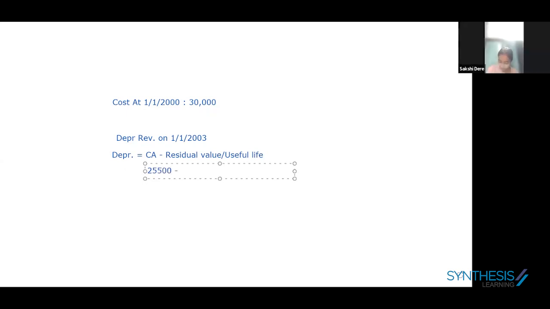ये CA नहीं है, ये कैरिंग अमाउंट है. ओके, CA एज एन चार्टर्ड अकाउंटेंट नहीं है वो. चलो, इसका क्या क्या फिगर्स है बताओ. CA is now 25,500 माइनस रेसिडुअल वैल्यू कितना दिया है? 1,500. करेक्ट.